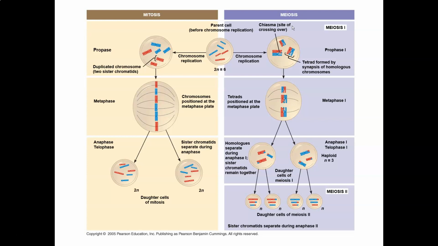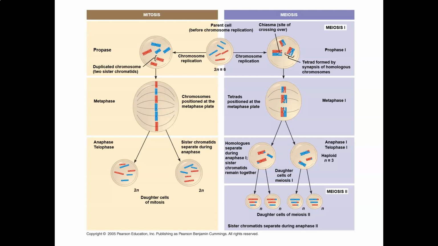And in meiosis, the daughter cells are not the same as the parent cells. And one of the big differences is that they have only half of the original number of chromosomes. So, for example, in humans, we have 46 chromosomes in our body cells. After a cell goes through meiosis, there's only 23, half.